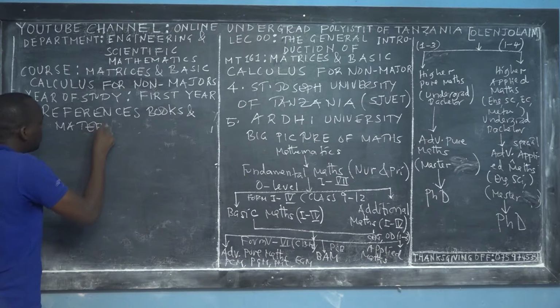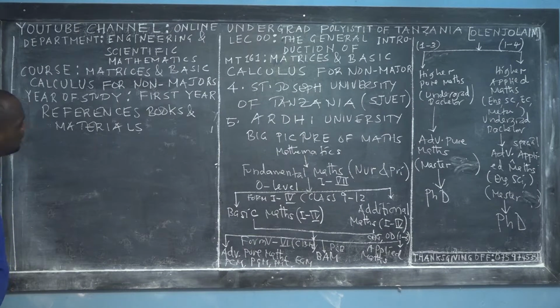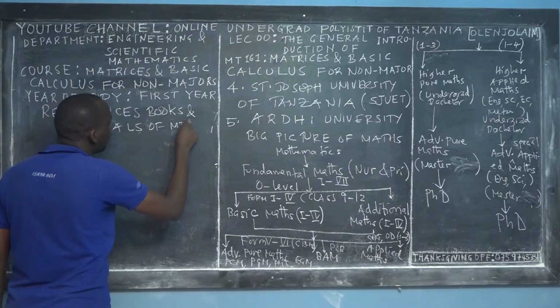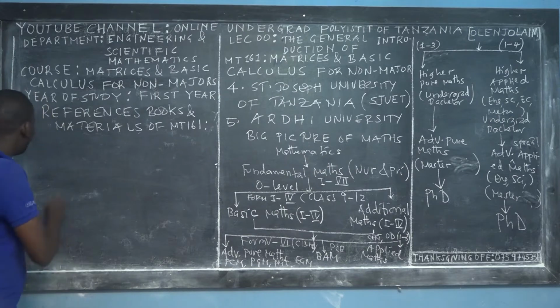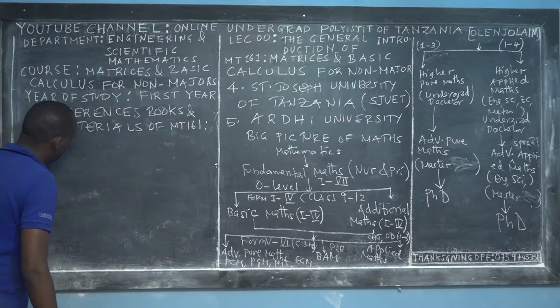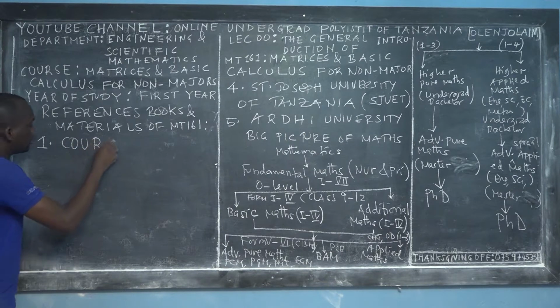Reference books and materials. For that, use the authority of MT 161 as a course code. The first fundamental, we call it a fundamental course outline, fundamental material. This we call the course outline.